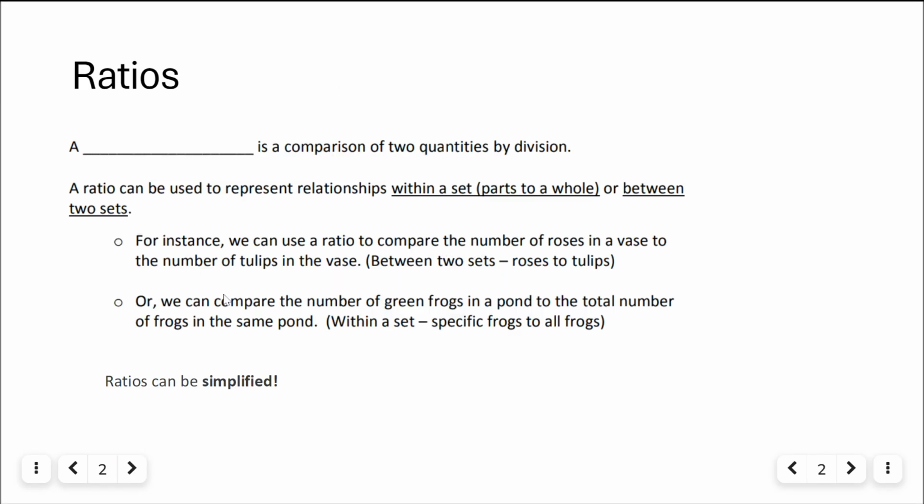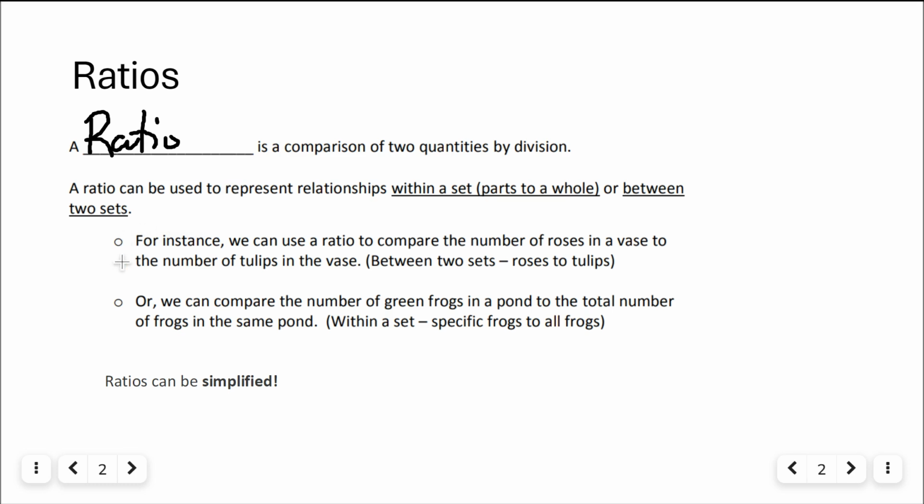So a ratio, let's get my pen out here. There we go. A ratio is a comparison of two quantities by division. A ratio can be used to represent relationships within a set, parts to a whole, or between two sets.